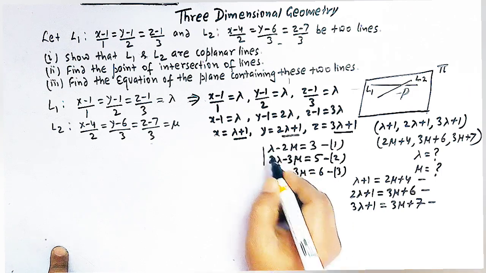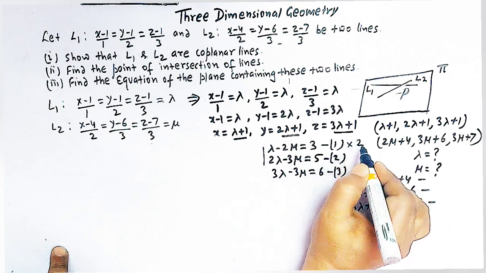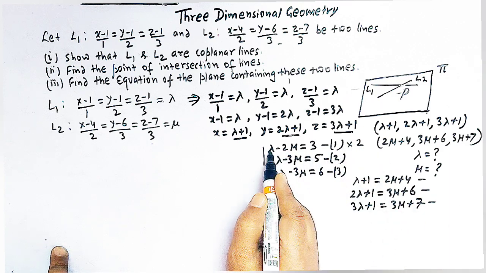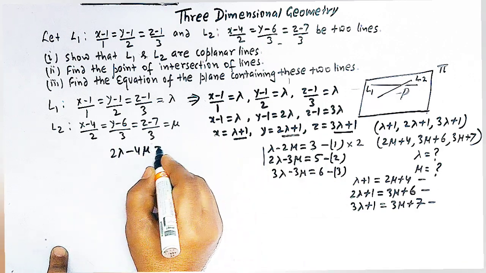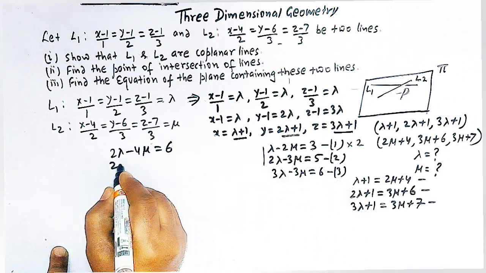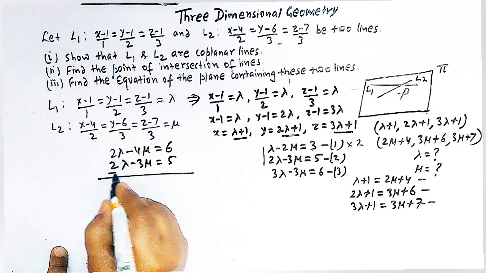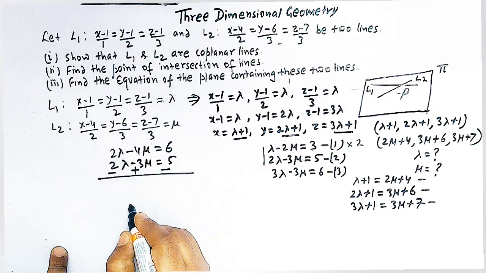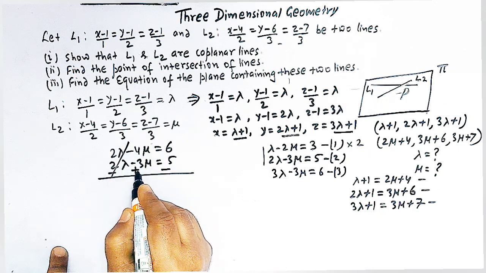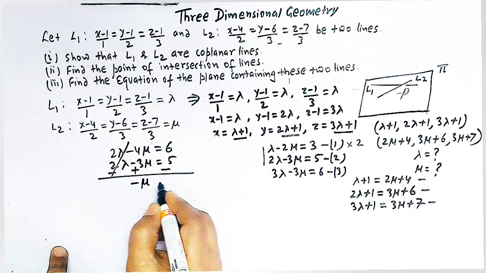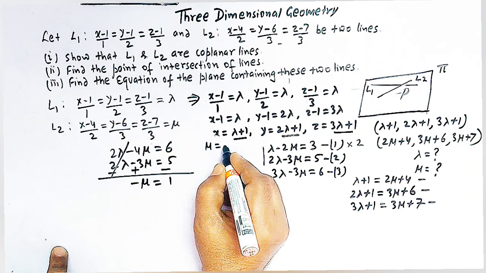So here we can select equation 1 and 2. If we multiply equation 1 by 2, we can equate the coefficients of lambda here. So we have 2 lambda minus 4 mu is equal to 6, and here we have 2 lambda minus 3 mu is equal to 5. So let us subtract these two linear equations in lambda and mu. So we have now minus 4 mu plus 3 mu, so this is simply minus mu, and 6 minus 5 is 1, so the value of mu is minus 1.